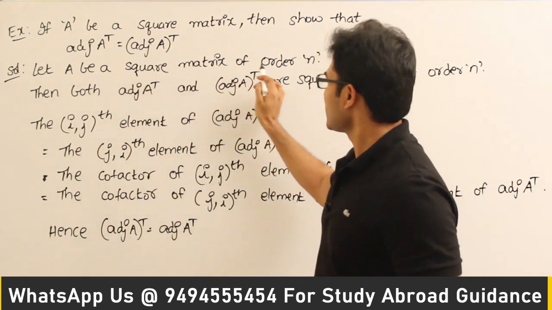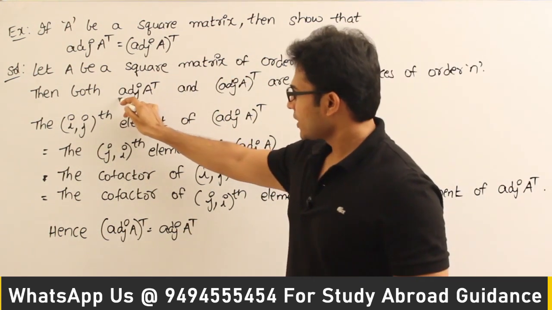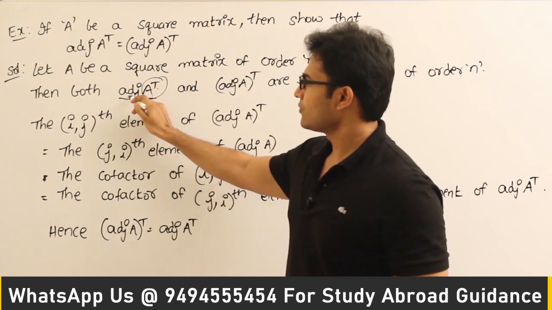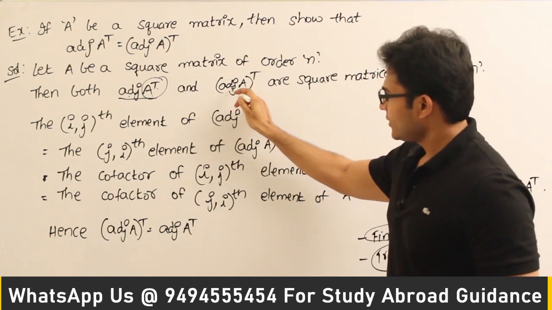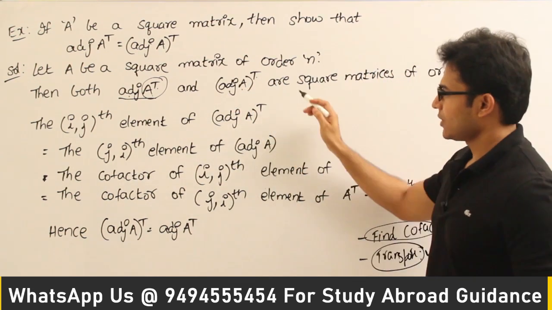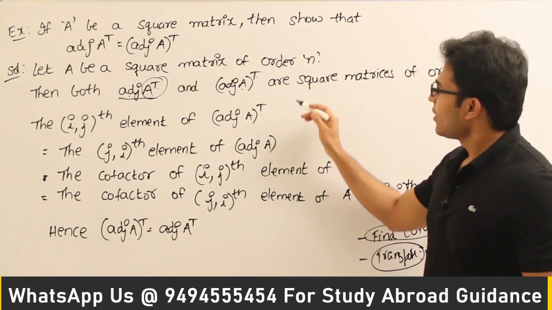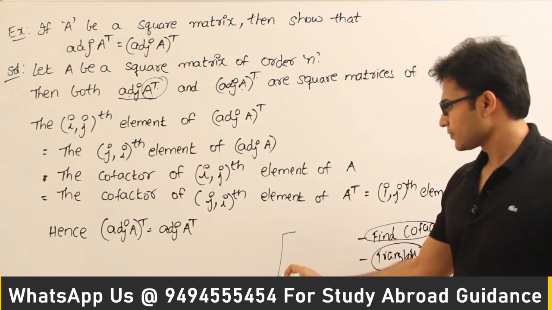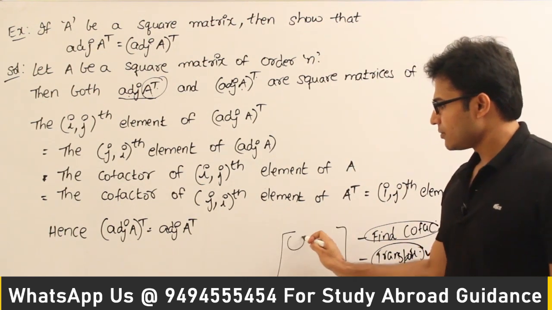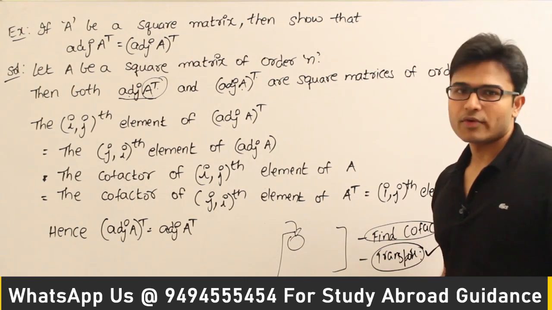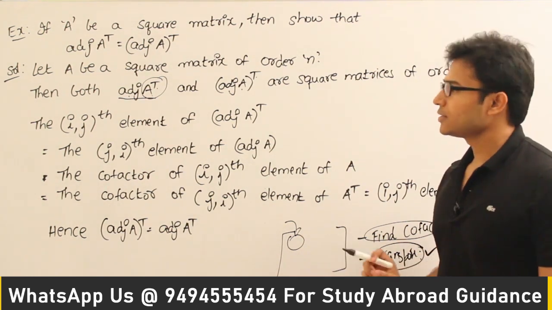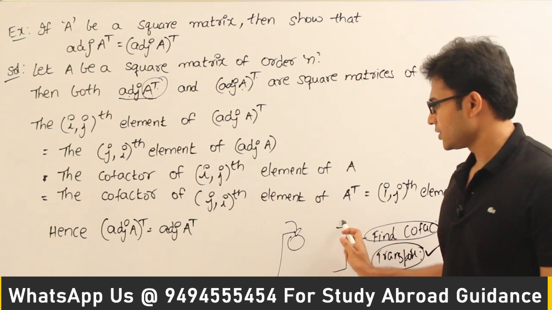If A is a square matrix of order n, then both adjoint of A transpose, which means taking A transpose and then finding the adjoint, or finding the adjoint of A and then taking the transpose, whatever you do, are square matrices of order n. The result is also a square matrix, because we are taking a square matrix and replacing every element by its cofactor, so the number of elements will be the same, and again you are taking the transpose, so we get the same, right?